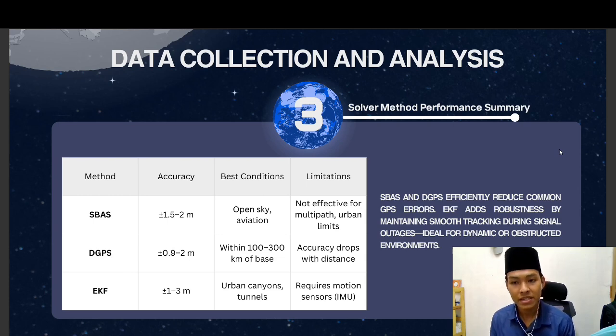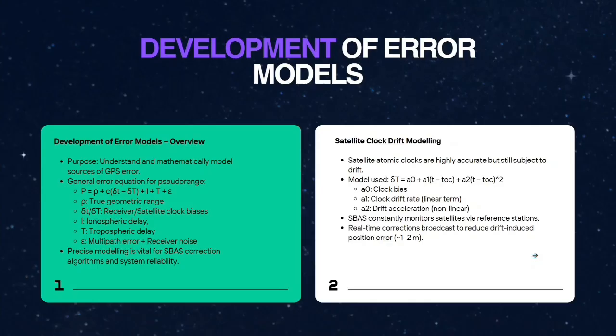SBAS and DGPS efficiently reduce common GPS errors. EKF adds robustness by maintaining smooth tracking during signal outage. It is ideal for dynamic or obstructed environments. Next, I will pass to the next slide to my friends. Let's move on to development of error model.